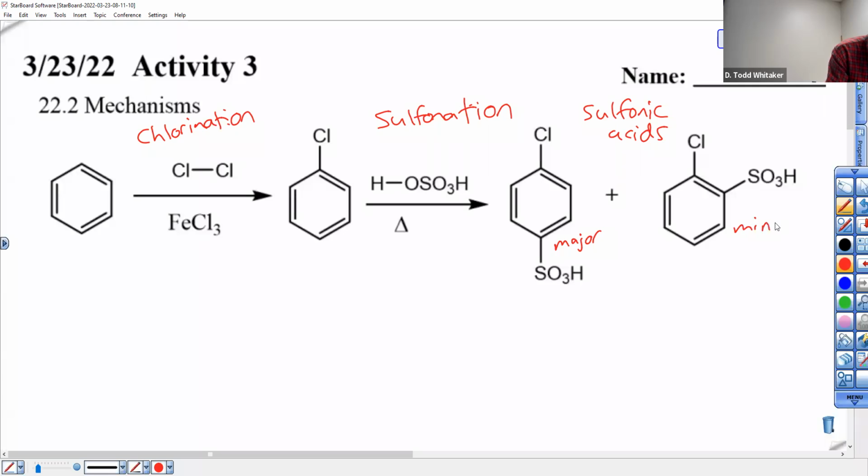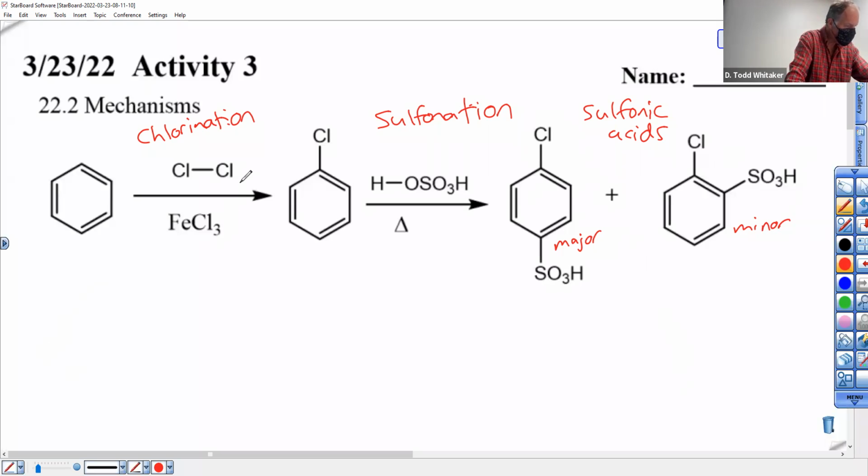Once again, why major, why minor? Well, one reason is there's a group up here. Putting a group adjacent to it has steric hindrance. Putting a group para to it, there's no steric hindrance of this first group for the second group here. And the ortho-para versus meta reason we'll talk about later. We haven't done a meta yet.